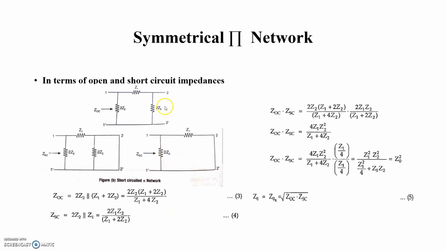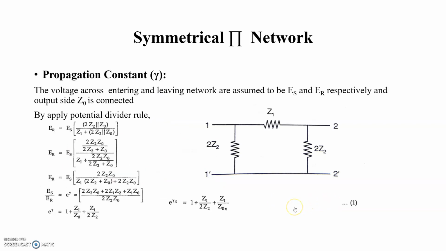Next, in terms of open and short circuited impedances: this is the open circuit diagram and this is the short circuit diagram. Here 2Z2 is in parallel with these two series combinations, and for the short circuit these two are in parallel. Multiply these two and we get Z0 pi. Here also the same: the characteristic impedance is the geometric mean of the open and short circuited impedances measured at any pair of terminals.